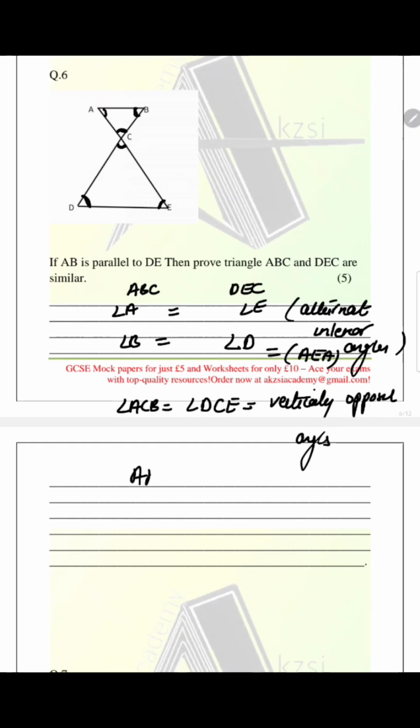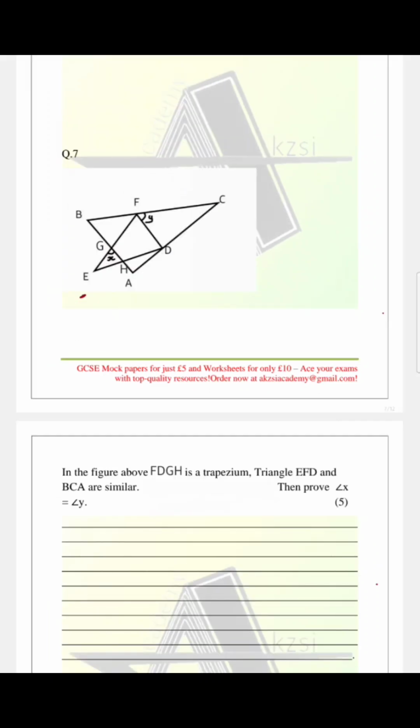So by AAA, we can prove these two triangles are similar. In question number 7, it says in the figure FDGH is a trapezium. That means this is a trapezium. And they have given that EFD, that means this triangle and this bigger triangle, they both are similar. Then we have to prove this angle X is equal to angle Y.